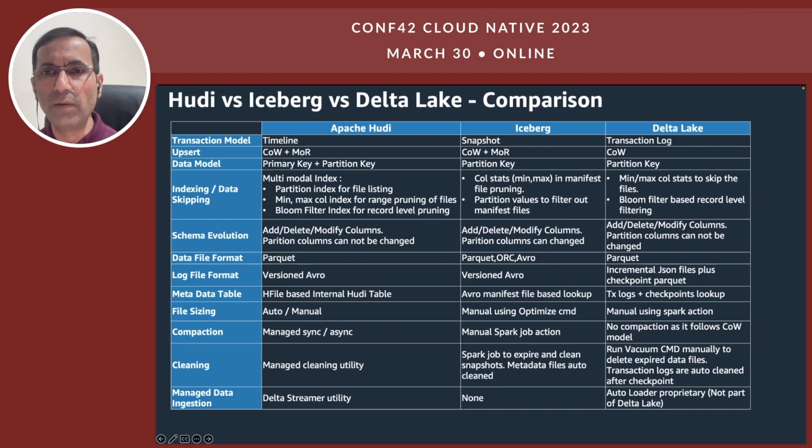Hudi provides three highly flexible types of indexes for optimizing query performance and also optimizing data storage. Because of auto file sizing and clustering optimization features backed by index lookup, it is great for streaming use cases. It comes with a managed data ingestion tool called Delta Streamer, unlike the other two table formats.